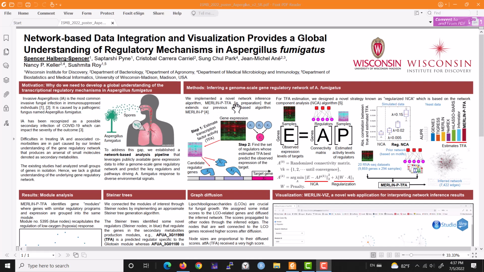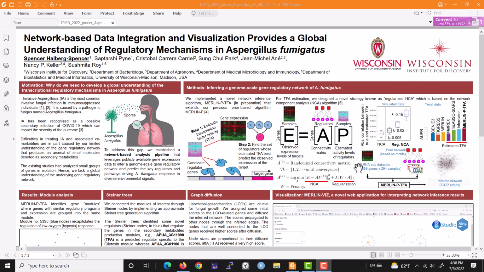To infer the network, we implemented a novel network inference algorithm known as Merlin PTFA, which is an extension to our previously proposed algorithm known as Merlin P. The new part is the TFA, which stands for transcription factor activity estimation, where instead of using the gene expression of the candidate regulator, we use this observed gene expression to estimate the transcription factor level activity of the candidate regulators and then compare it with the observed gene expression of the target gene to come up with the inferred edges. And when we implemented this algorithm, Merlin PTFA, we saw that it was able to outperform an array of widely used algorithms such as GENIE3 and Inferelator.